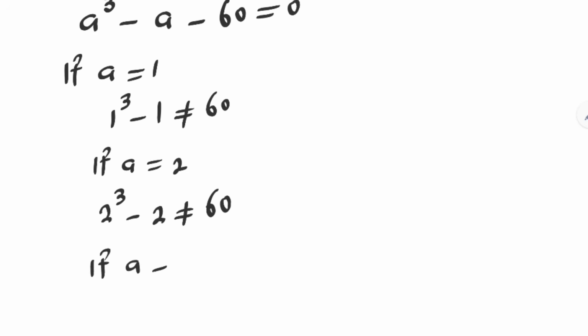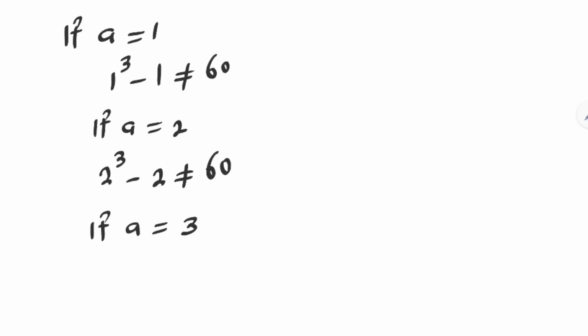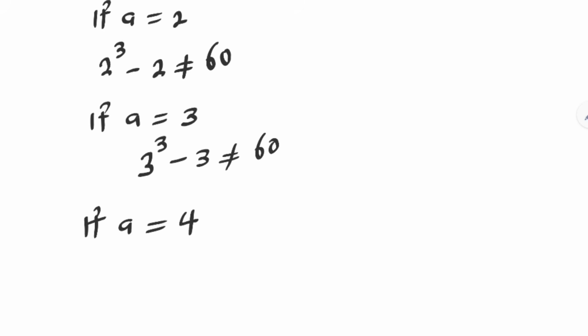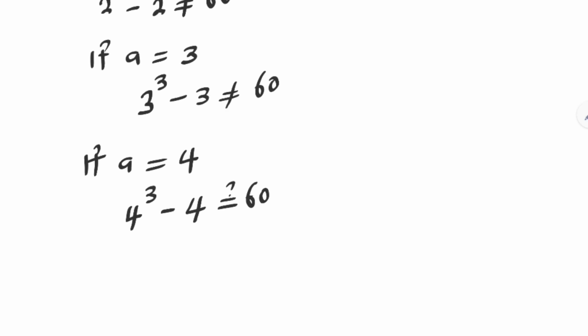If a is equal to 3, then we have 3 raised to power 3 minus 3. This is also not equal to 60, because 3 raised to power 3 is 27 minus 3, that is 24. Then if a is equal to 4, then we have 4 raised to power 3 minus 4. Let's see, is it equal to 60? 4 raised to power 3, this is 64 minus 4. This is equal to 60.